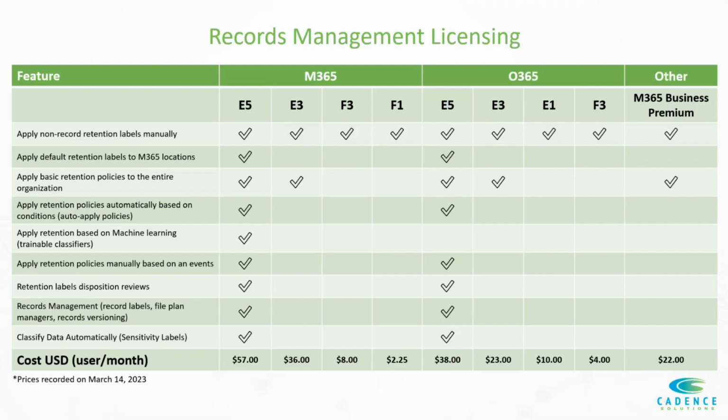And then also, sorry, we also have this handy little diagram that just kind of shows the different actions you can take given the different licensing a user has been given. And as you can see, under the M365 category of licensing, the E5 is the most powerful license a user can be assigned. It allows all these different activities within Purview, such as applying non-record retention labels manually and all that good stuff.